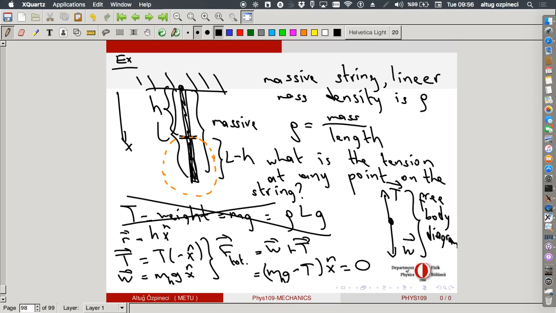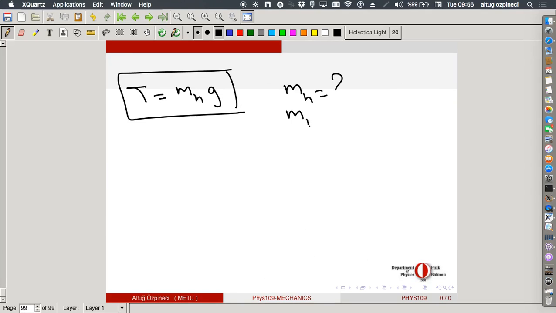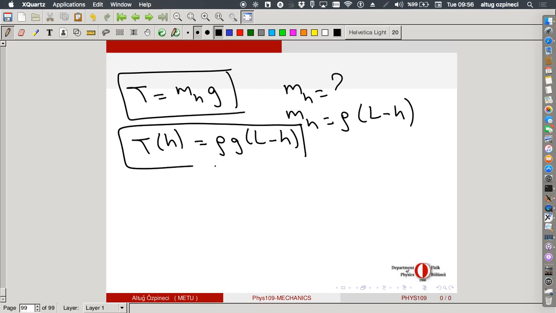The length of this part is just L minus h. And we are given that the mass per unit length is rho. So we don't have unit length. The length that we are studying is L minus h. So m_h is equal to rho times L minus h. And so the tension at the point h, at the point specified by this number h, is equal to rho g times L minus h.